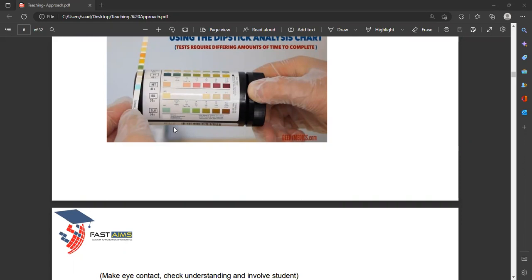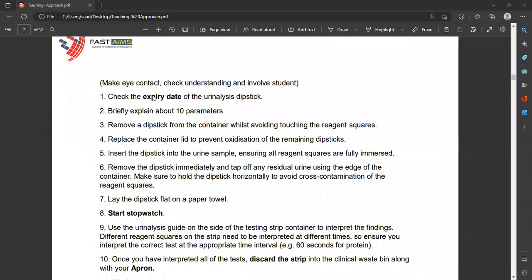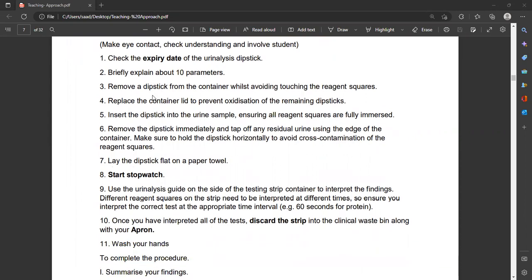Tell John that we see the expiry date, then there are 10 parameters like glucose, bilirubin, ketones, pH, and others. You can verbalize 2 to 3 and then just go on. And there are seconds, and the seconds are important: 30 seconds, 30 seconds, 40 seconds. These are written just below the parameters, and why these are important we will discuss in a while. Now, start, make eye contact, check understanding while doing the procedure, check expiry date first, and briefly explain there are 10 parameters.